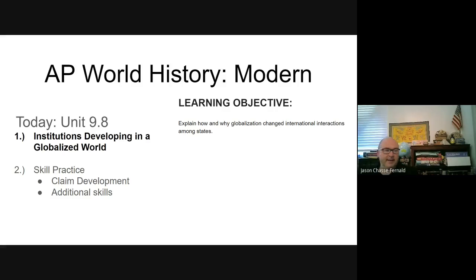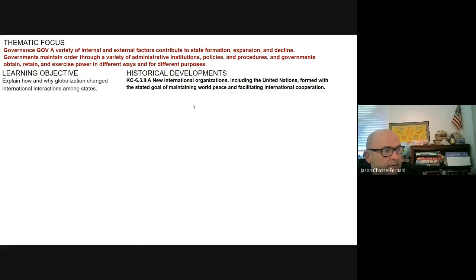Our learning objective today is to explain how and why globalization changed international interactions among states. And we will begin with some skill practice today. Here are our standards for the day.